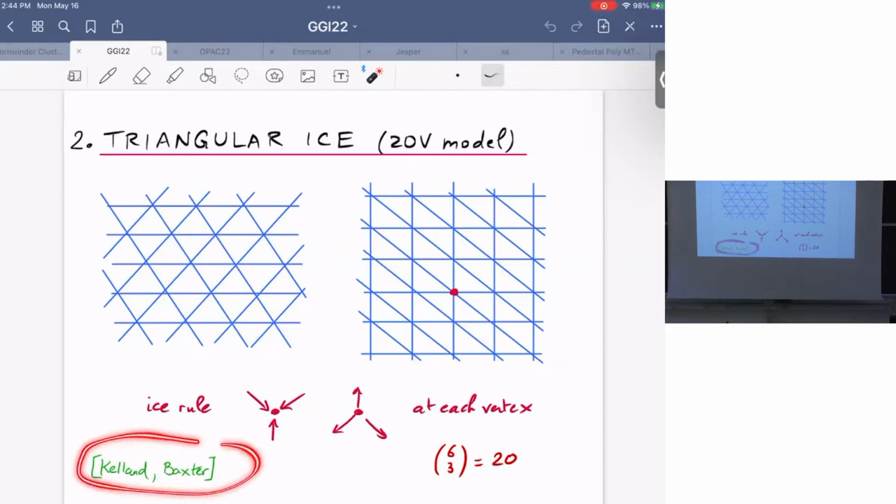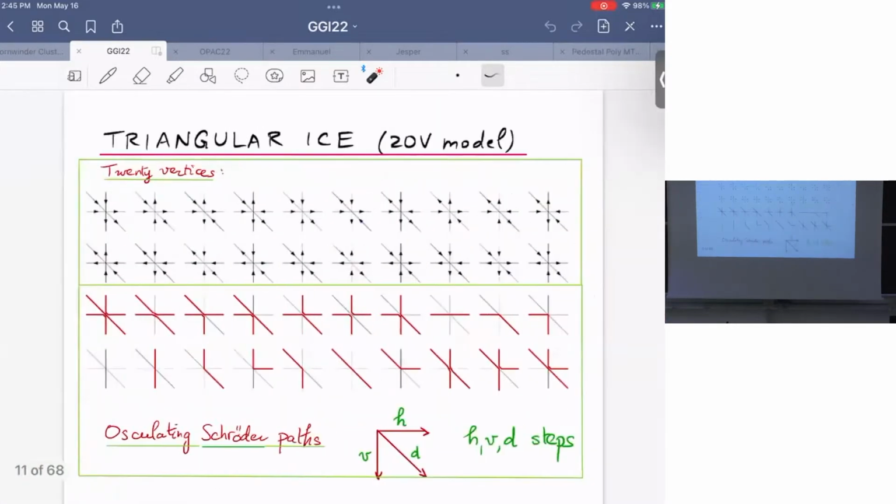And this thing was studied in depth by Kelland, who was doing his thesis with Baxter, I think. So quite a while ago. And it was kind of discarded as not so interesting because the free energy kind of splits into free energies of 6 vertex models. But you will see that this is a key to what we're doing.